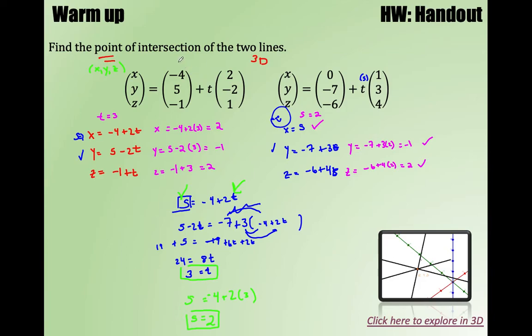So the point of intersection of these two lines is, the first line gets to this point when t is equal to 3. The second line gets to this point when t, or s as we called it, is equal to 2. And the point where they meet is when x is 2, y is negative 1, and z is also 2. Let's see what this looks like.